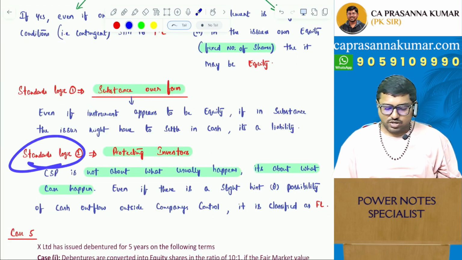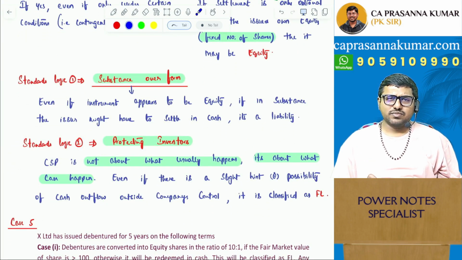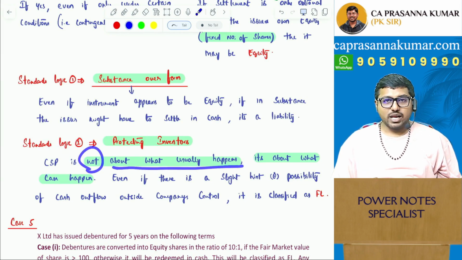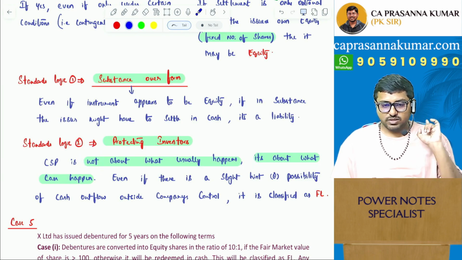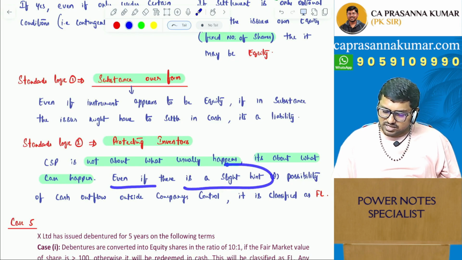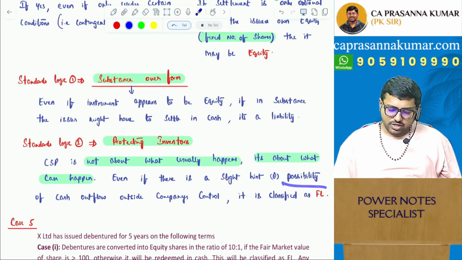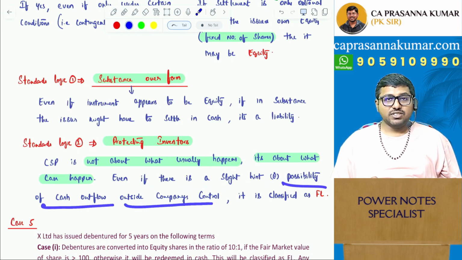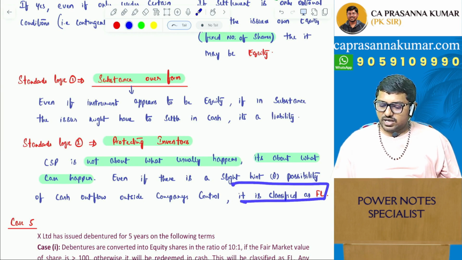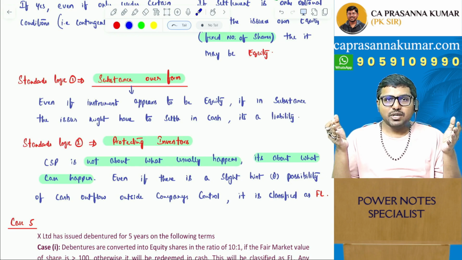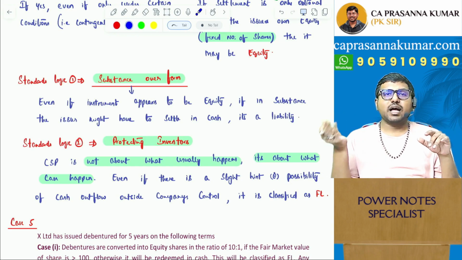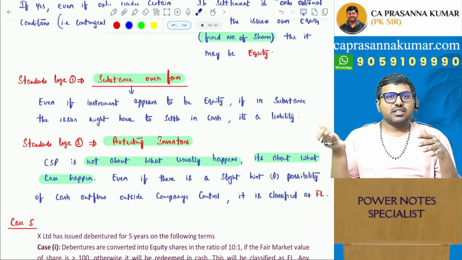Next, the second logic of the standard: protecting investors. What do you mean by protecting investors? A contingent settlement provision is not about what usually happens. It is about what can happen. This we have already seen, the golden rule of this particular standard. Even if there is a slight hint or possibility of cash flow outside the company's control, then it will be classified as a financial liability, because there is a possibility of that happening. So if that happens in future, then definitely there will be a cash outflow.